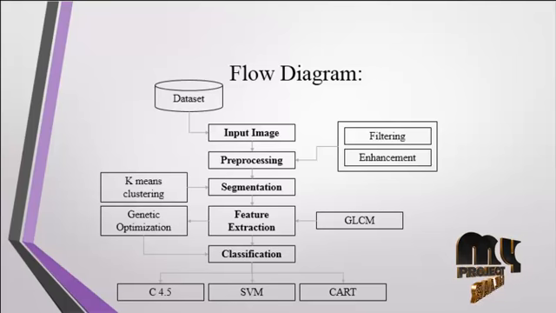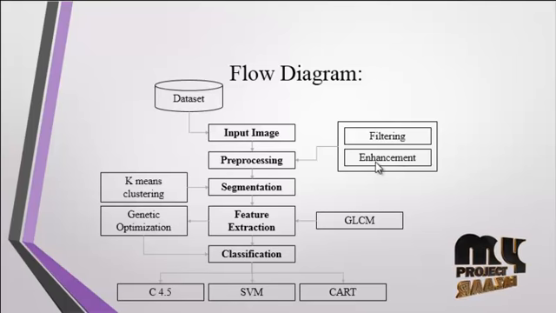Now we discuss the flow diagram for the process. At first, the input image is taken from the dataset. The dataset is a folder which consists of several input images. After getting the image from the dataset, pre-processing is carried out. In this pre-processing step, we use two steps. The first one is filtering and the second one is enhancement. In the filtering process, we use filters to remove the noise, and in the enhancement process, we boost up the image to a certain quality.